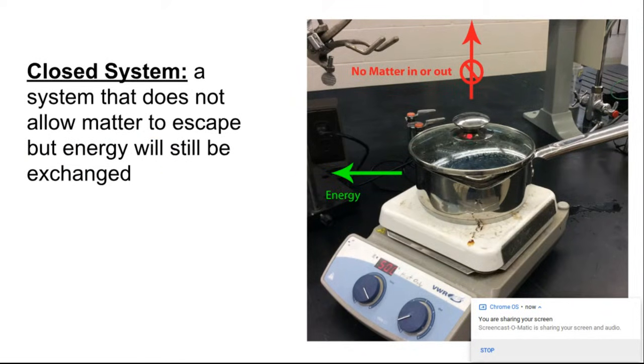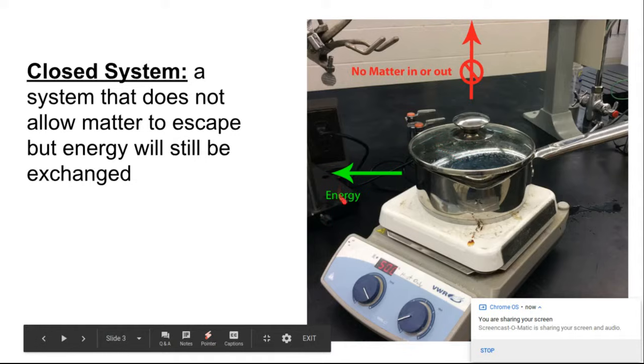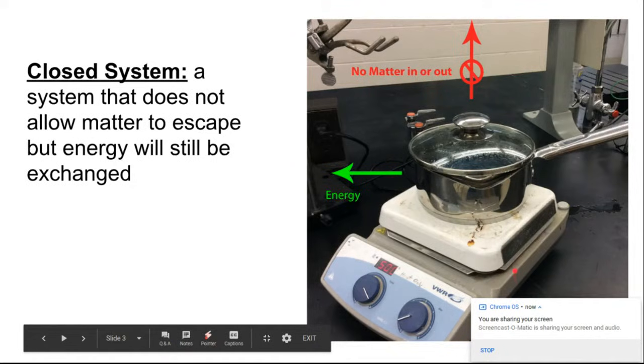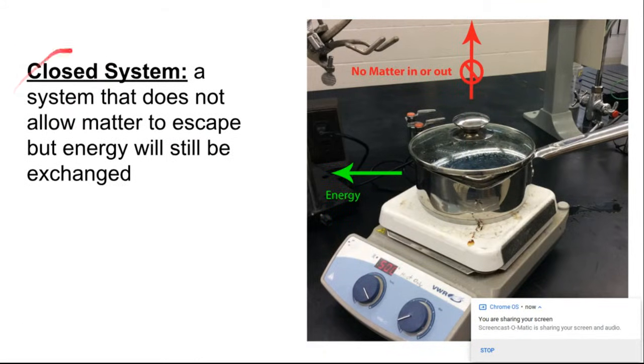So even though matter can't leave or come back in, this energy is still being exchanged. If I would again feel the outside of the pot, it would feel hot. Energy is coming off of the pot, it feels warm. But the pot's also getting energy from somewhere. It's getting heated up by the hot plate. So energy is still being exchanged, but the matter is not being exchanged. That's what makes this a closed system.